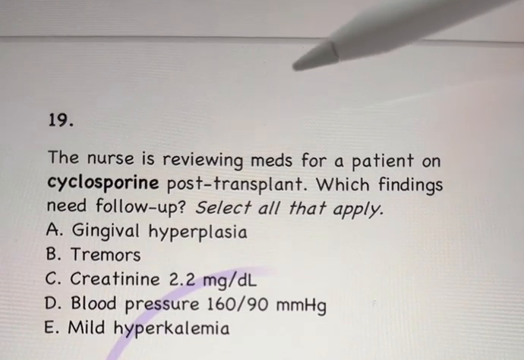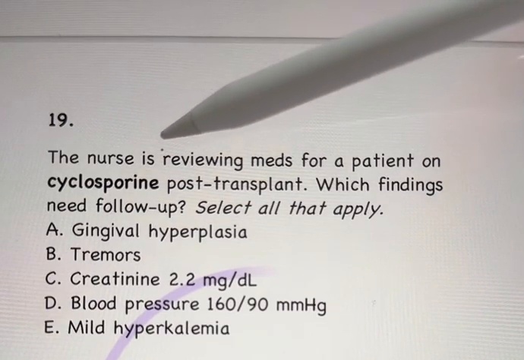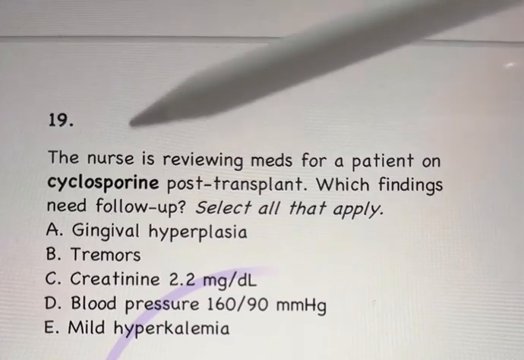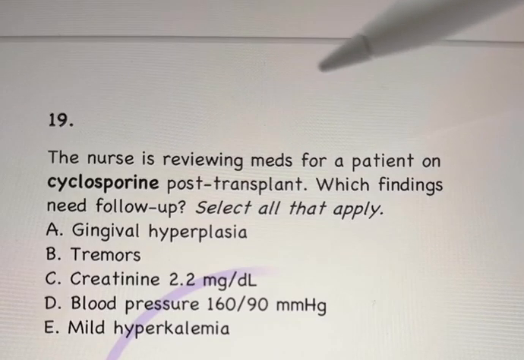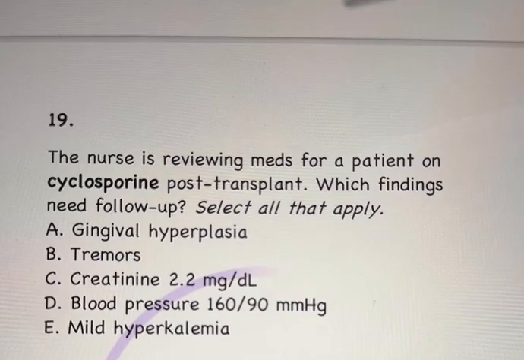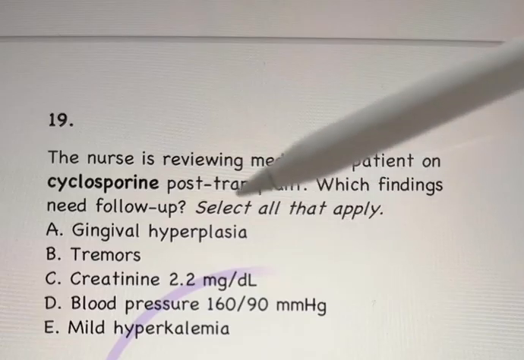So the nurse is reviewing meds for a patient on cyclosporine post-transplant. Which finding needs follow-up? What kind of medication is cyclosporine? Immunosuppressant? Yes. Okay. Select all that apply.